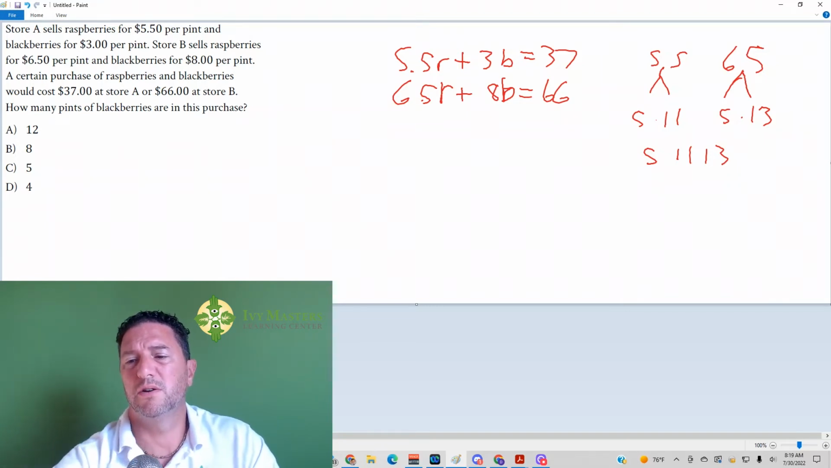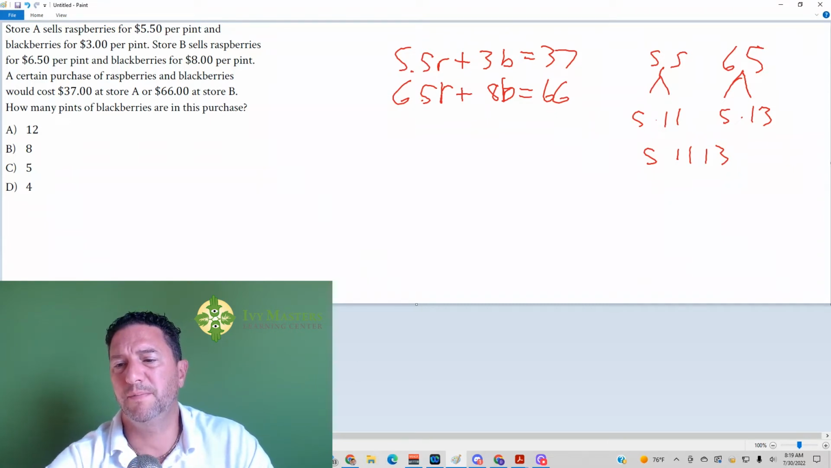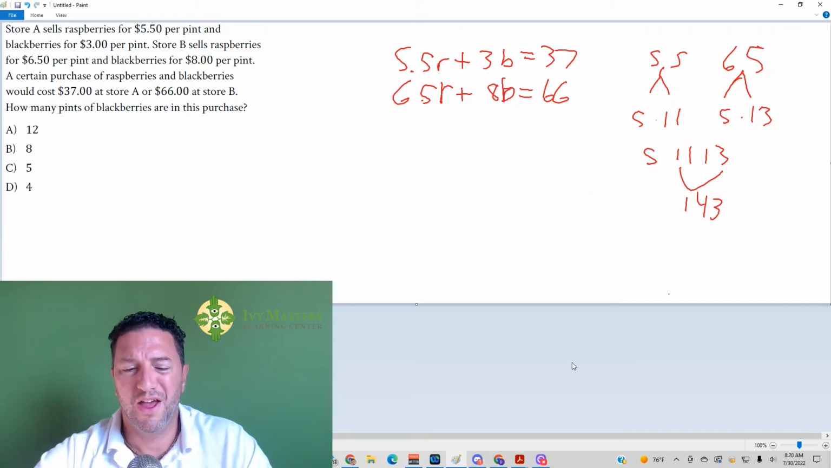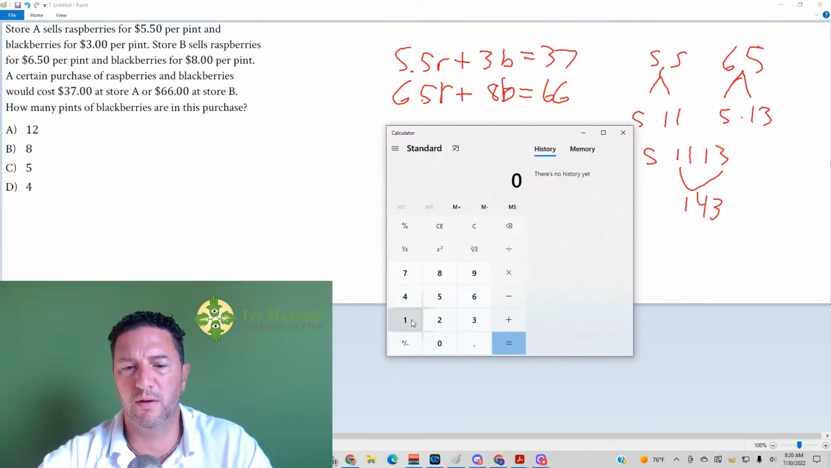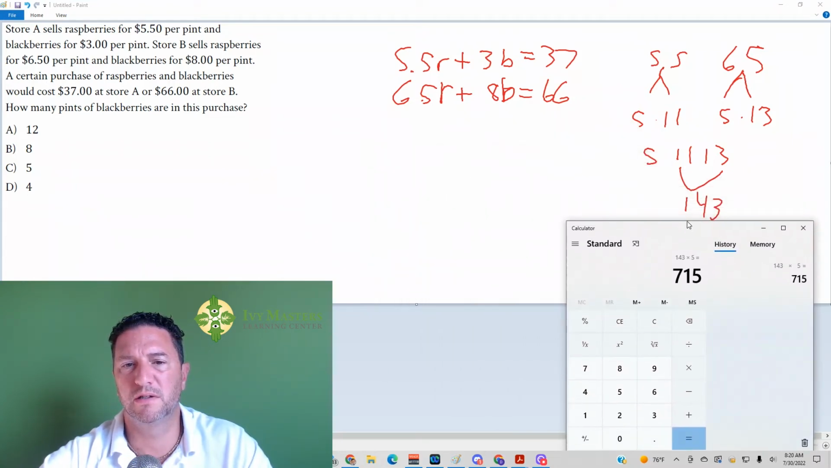So here's a little trick. 11 times 13. All you do when you multiply by 11 is you put the sum in the middle. So this is going to be 143. Then you can multiply this by 5. The entire SAT math is with calculator. So I'm going to pull up my handy dandy high-tech calculator, and I'm going to do 143 times 5. And we get 715.